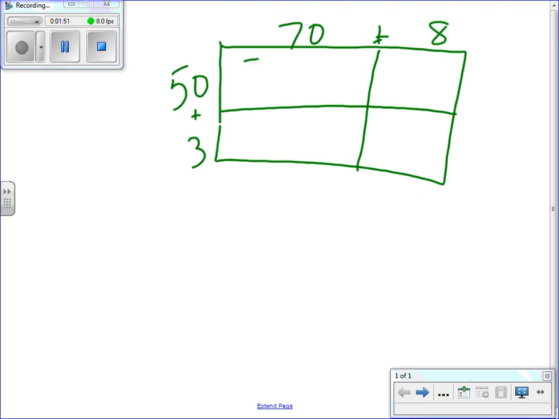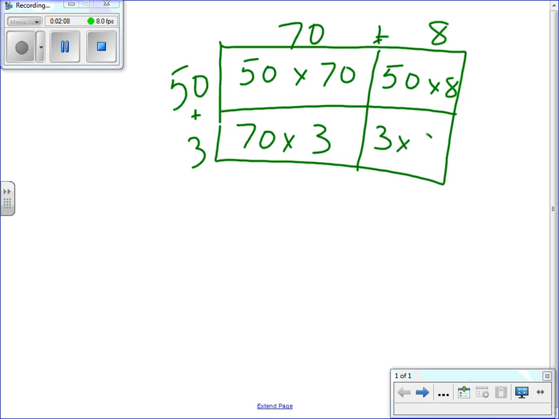In this box, I will multiply 50 times 70. In this box, I'll multiply 50 times 8. Can you see how I'm doing that? In this box, I'll multiply 70 times 3. In this box, I'll multiply 3 times 8.